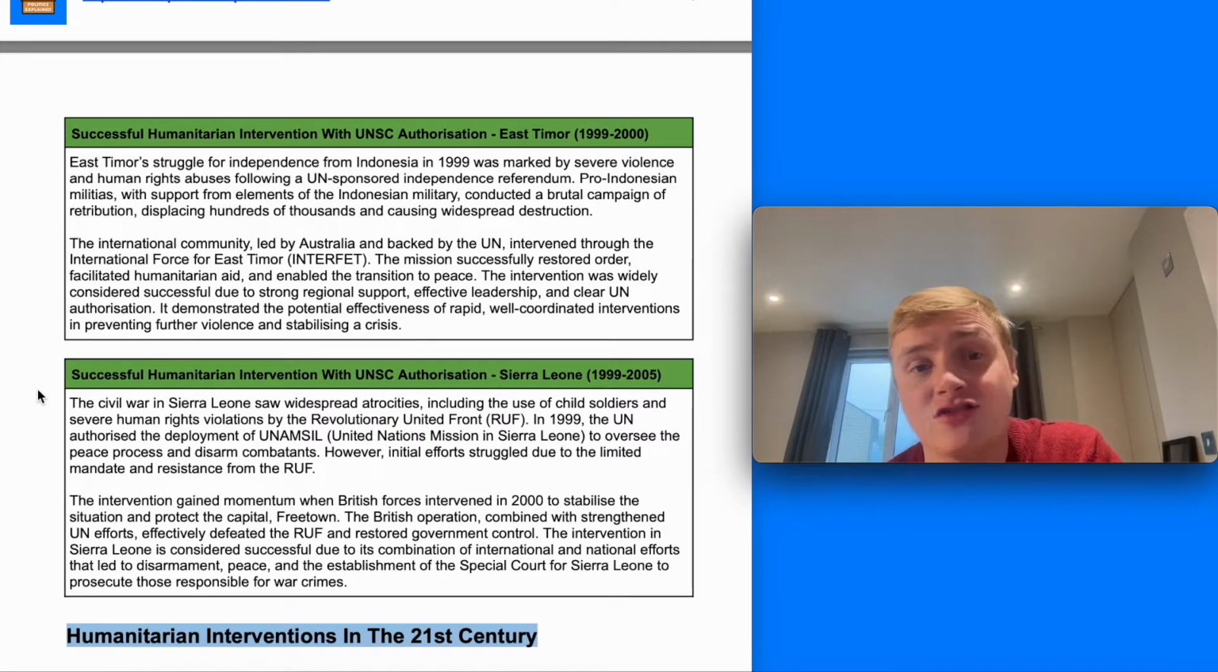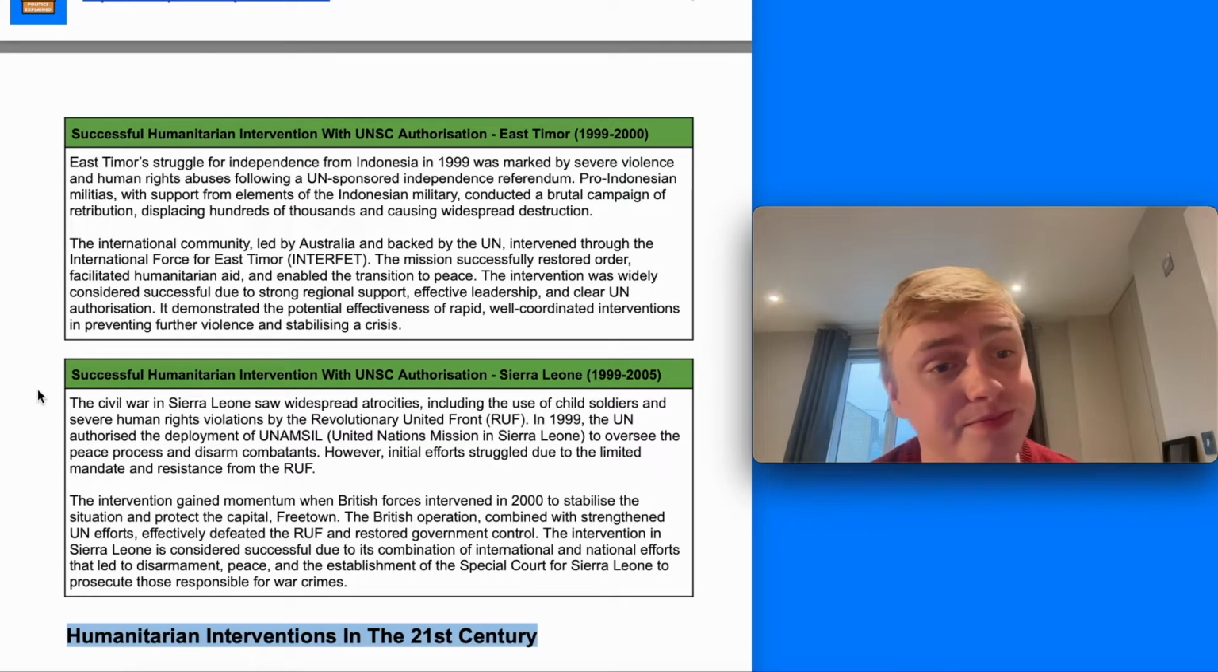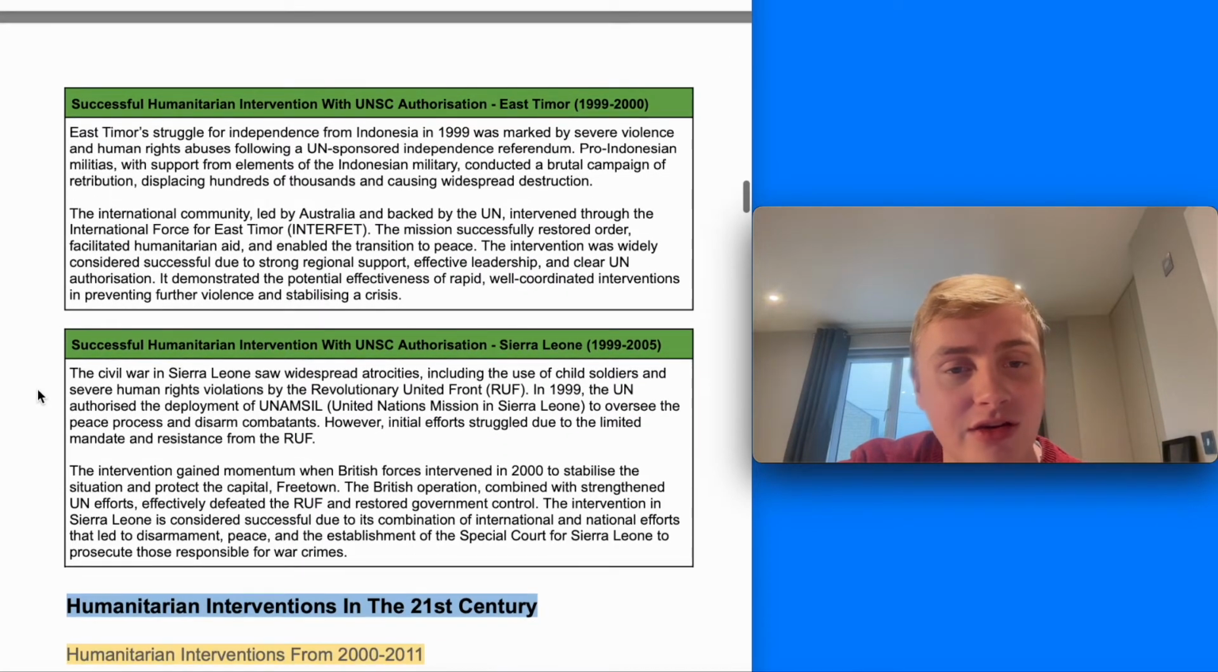Pro-Indonesian militias, which kind of had support from elements of the Indonesian military, conducted a brutal campaign of retribution. And the international community, led by Australia and backed by the UN Security Council, intervened through the International Force for East Timor. The mission successfully restored order, facilitated humanitarian aid and a transition to peace, and it was widely considered to be successful due to strong regional support, effective leadership, and clear UN authorization, and showed the effectiveness of rapid, well-coordinated interventions against state actors committing human rights violations.